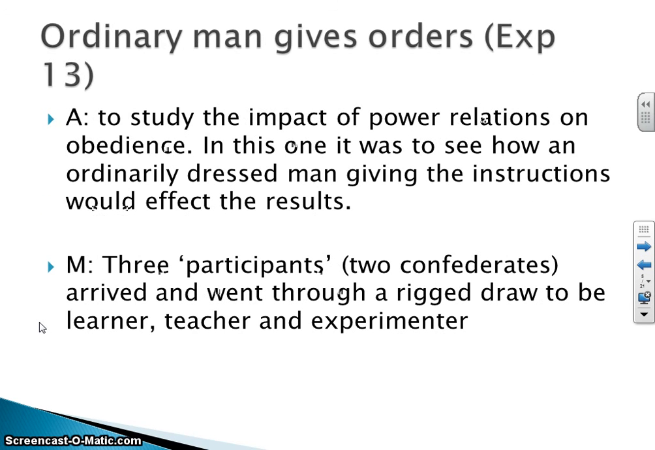Experiment 13 was an ordinary man giving the orders. So the aim was to study the effects of power relations.